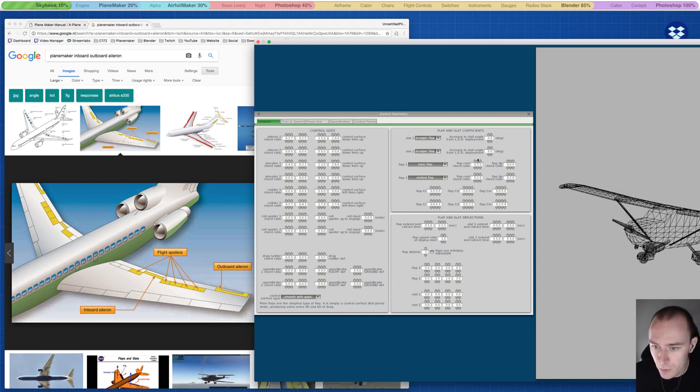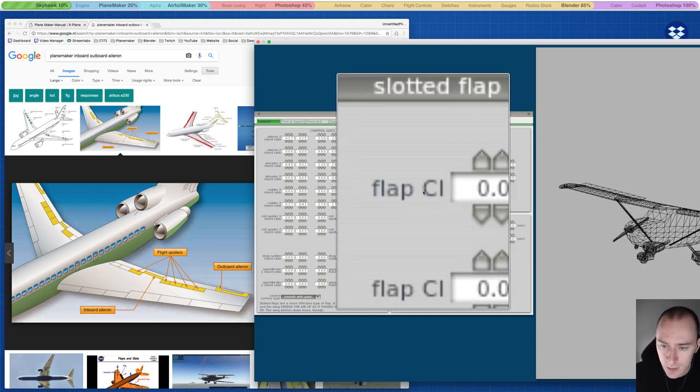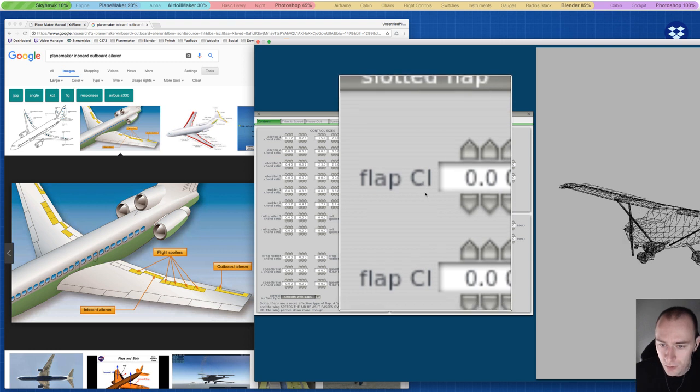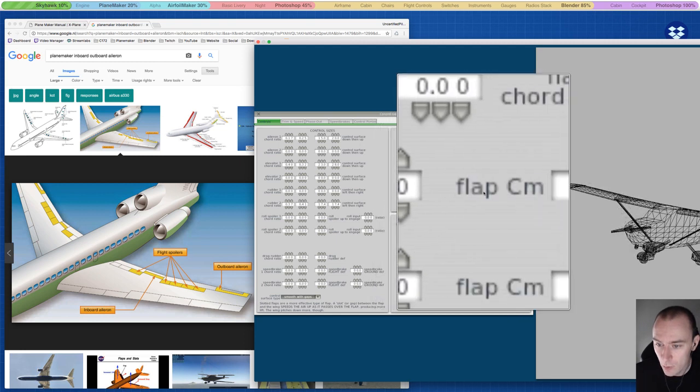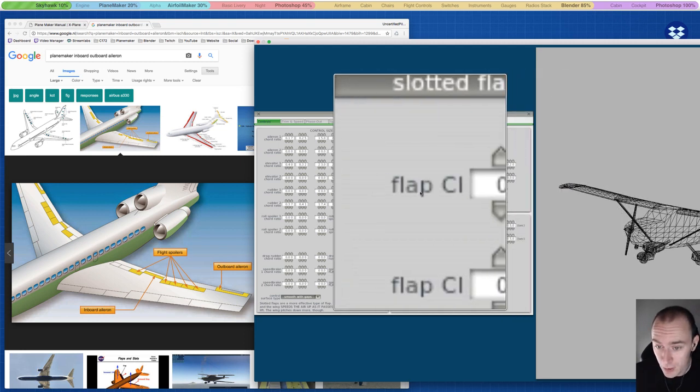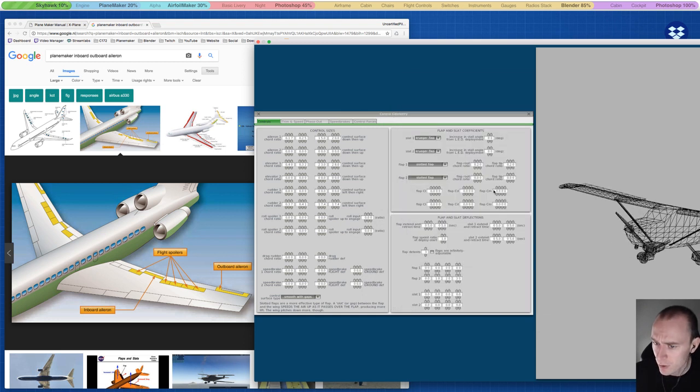Yeah, flap roots, same thing. A slotted flap. I'm not sure. I'm recognizing these acronyms because they're also shown in the AirfoilMaker app, so I've already done a little bit of prior study. This is a lift coefficient, and this is a drag coefficient, and this is a momentum coefficient. These two I kind of get, but momentum coefficient I don't quite get. But again, these numbers we can put in.